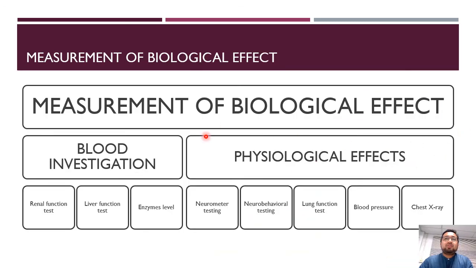So measurement of biological effect. Epidemiological, kita boleh guna sama ada blood investigation or physiological effect. Blood, vitamin, renal, liver, enzyme level. Physiological effect, nak tahu function punya effect tu ada ke tidak affected. Neurometer, neurobehavior, lung function test, blood pressure, dan sebagainya.